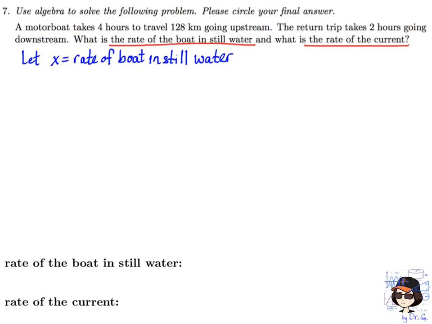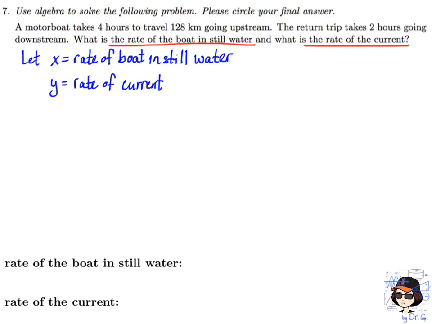And y is going to be the rate of the current. Y is not going to represent a current. It's going to represent the speed of the current. Okay, be precise. So we're going to have two equations. Whenever you have two variables, the only way to solve for two variables is to have two equations. So let's use a table to organize our work.